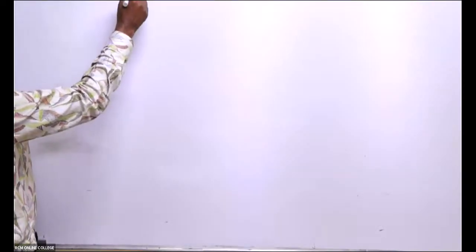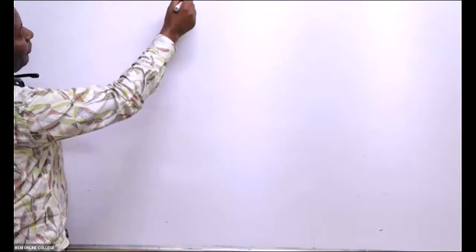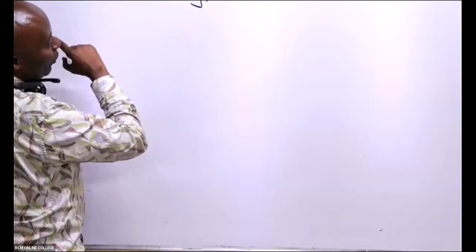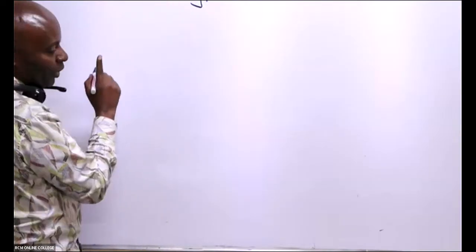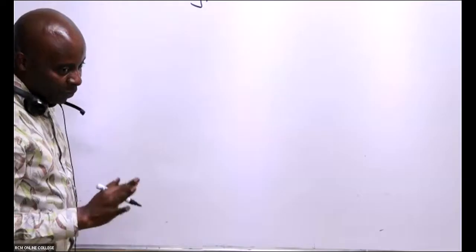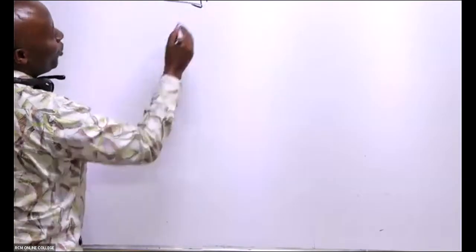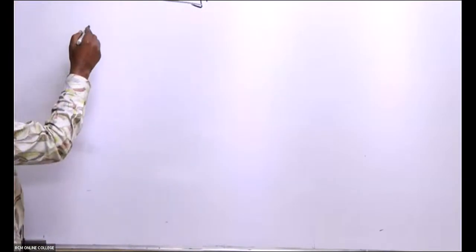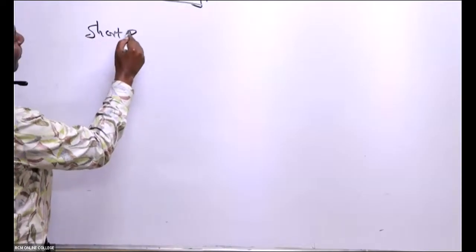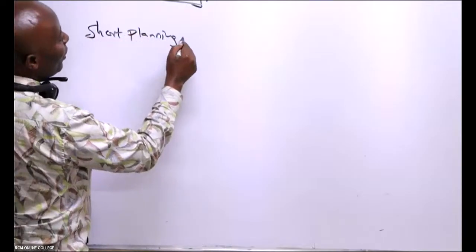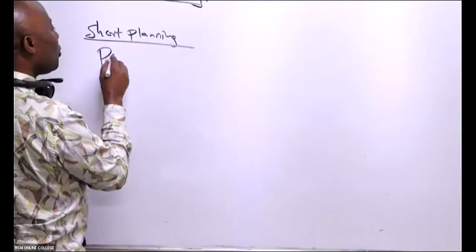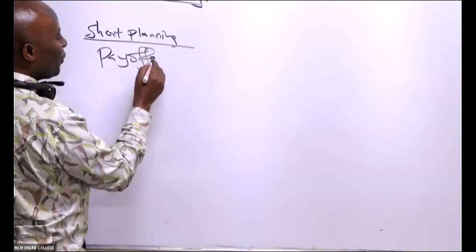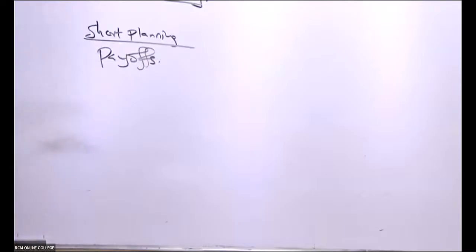So we are looking at what we call short-term planning. Under short-term planning, what are we required to know? That is topic number 3. What the examiner wants us to know under short-term planning and decision making is how to make use of payoffs for purposes of making decisions.